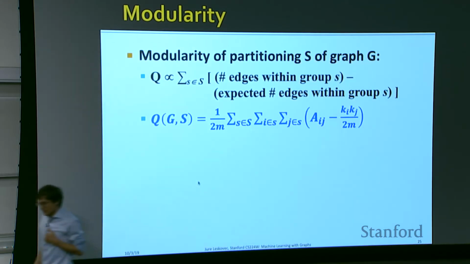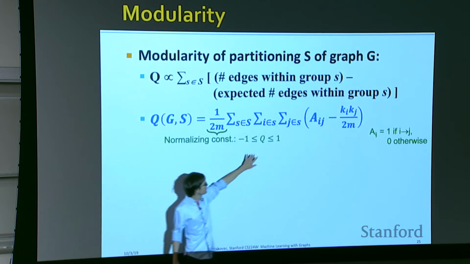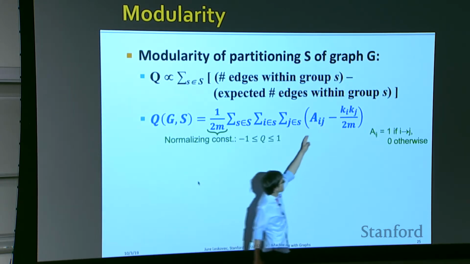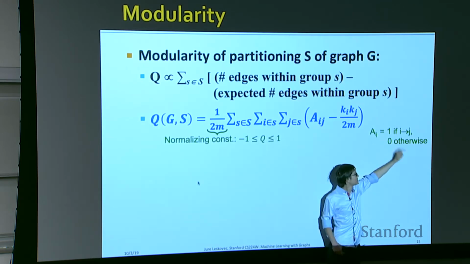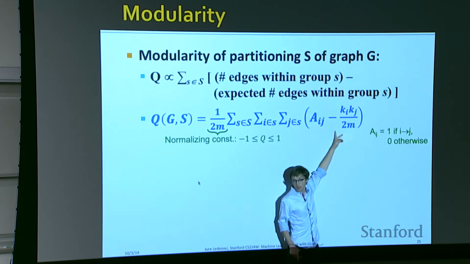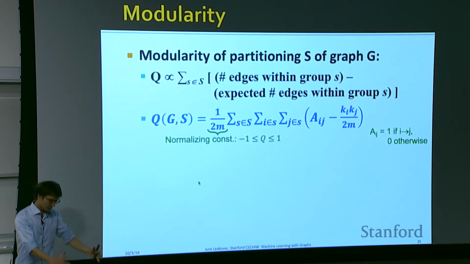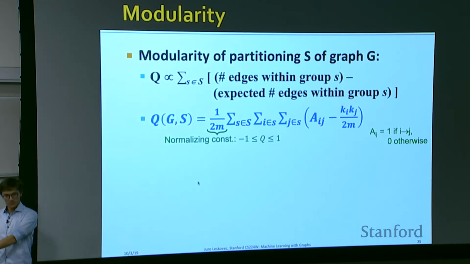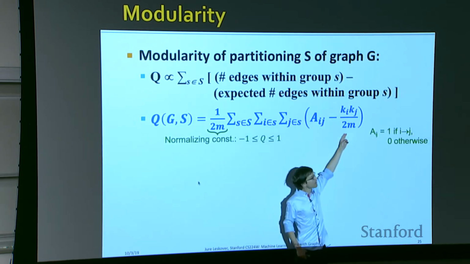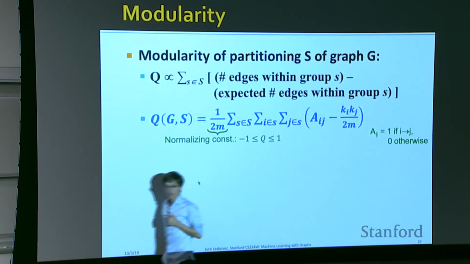And this is now called modularity, right? This is the normalizing constant, so that modularity will have a range between -1 and 1. Aij is 1 if i points to j, and it's 0 otherwise. And this is the expected number of edges. So rather than first computing the number of edges and then computing the expected number of edges, for every pair I'm saying whether there is an edge there and how many edges I would expect. And then I sum this up, and that is my modularity.